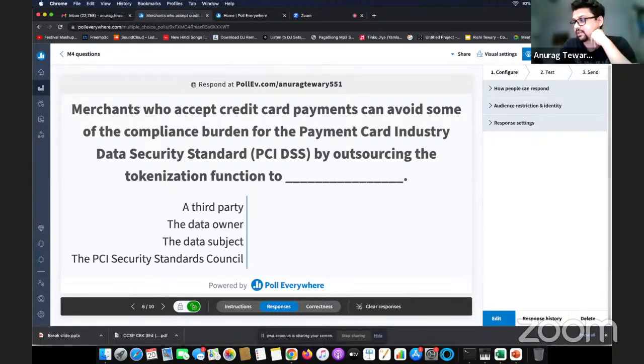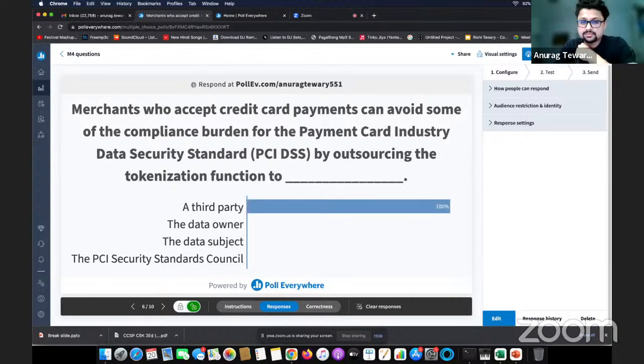So merchants who accept credit card payments can avoid some of the compliance burden for the PCI DSS by outsourcing the tokenization function to what? Well, the answer is straightforward. It's to a third party. When you use tokenization, you use a third party where you actually put the credit card and the token combinations.